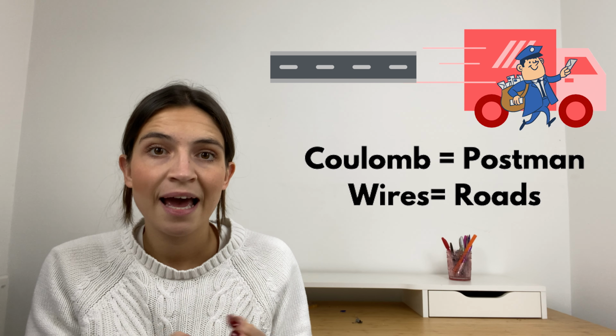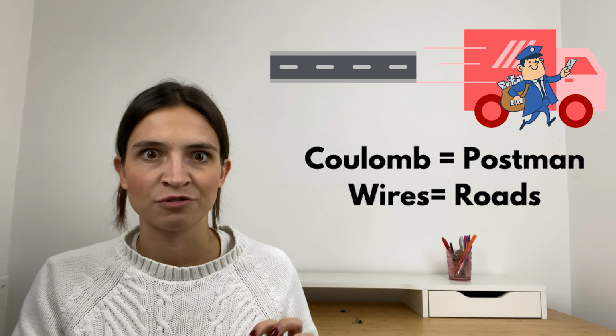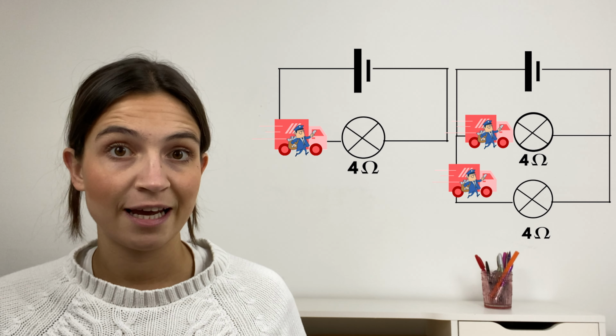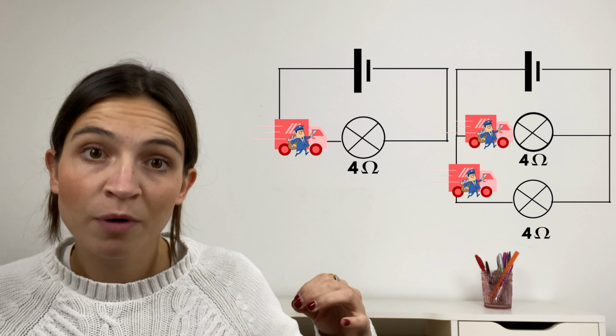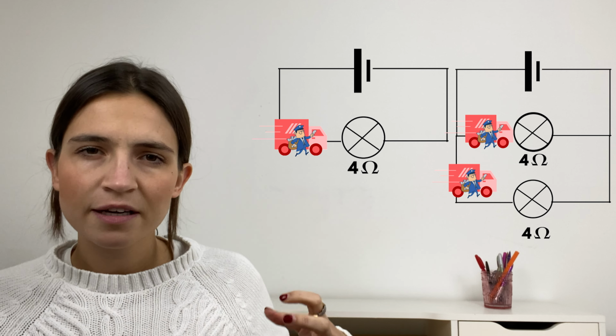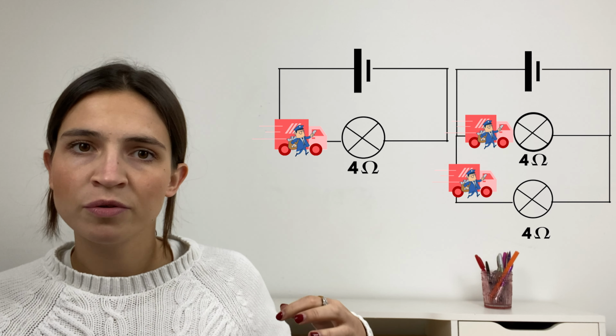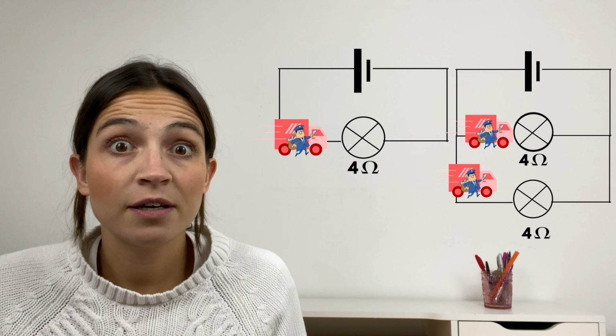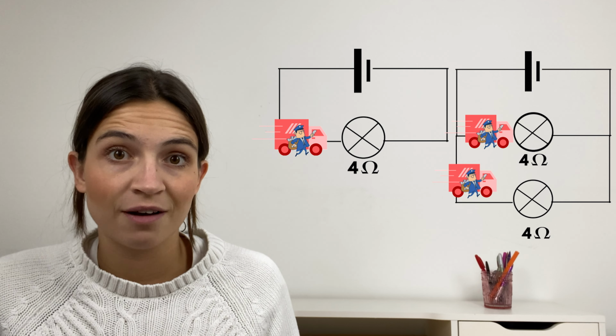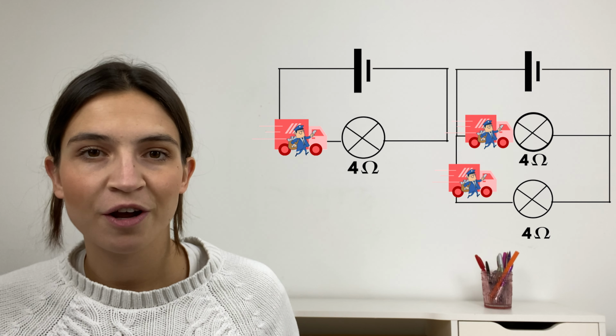So it might be helpful to consider our postmen again. If you haven't seen my previous videos, my postmen are my coulombs in my circuit and the wires are the roads that they are driving around. Now, in a parallel circuit where you have multiple branches, it's like your postmen have more routes that they could take. And because they have more roads that they can travel down, it is easier for them to flow.